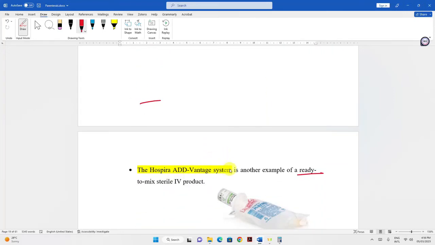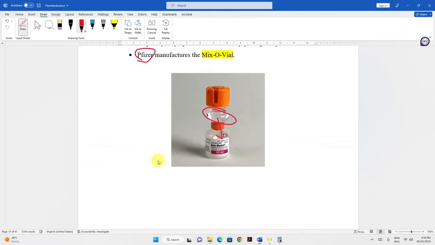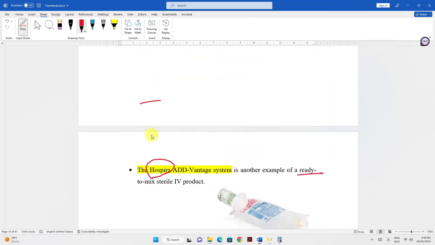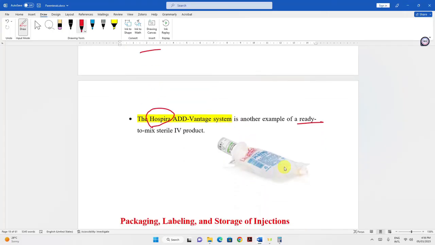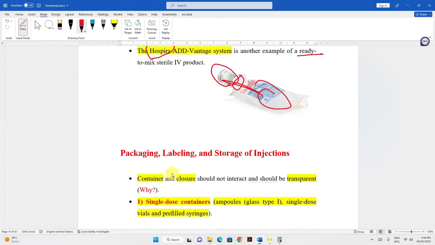As for the ADD-Vantage system, it is from the Hospira company, and Hospira is part of Pfizer as well. So we are talking about Pfizer, which has the ADD-Vantage system, another ready to mix sterile IV product. Look, here you will have the powder, and here you will have the liquid, and there is a mechanism by which when you want to use it, you can open it from here, and then it allows the mixing to happen.